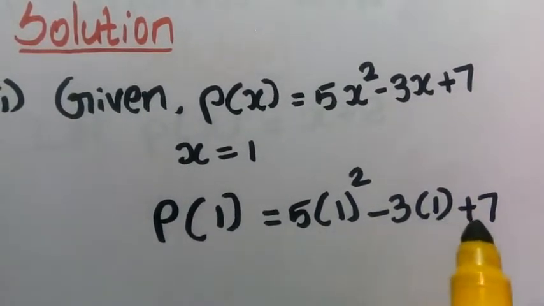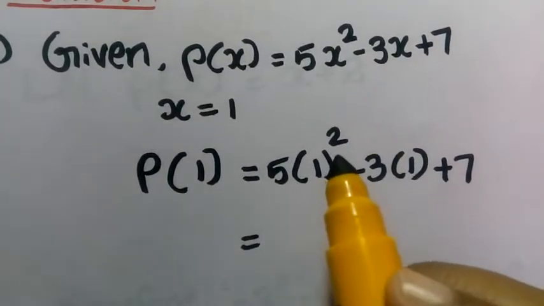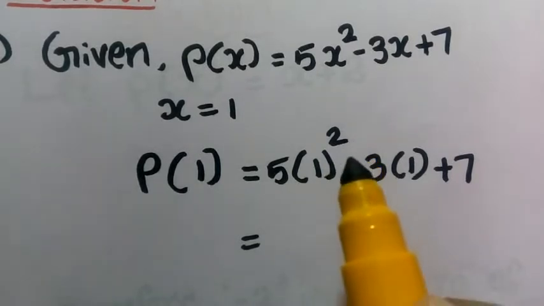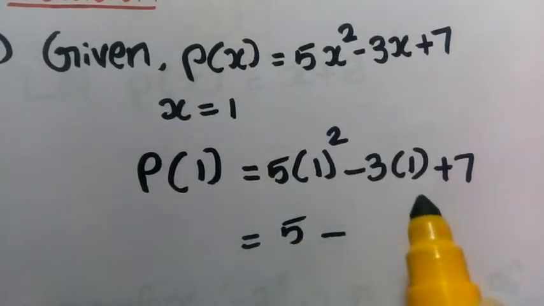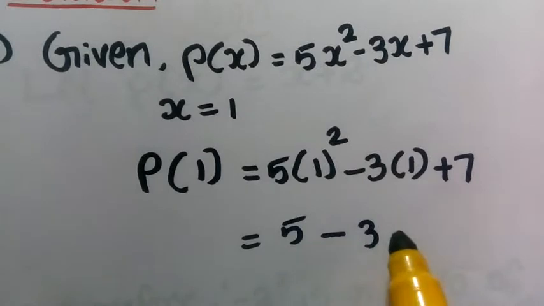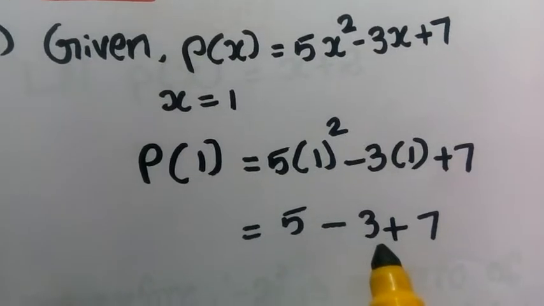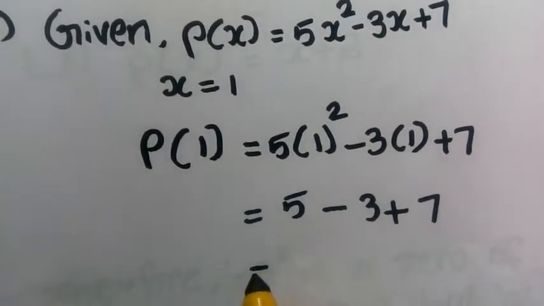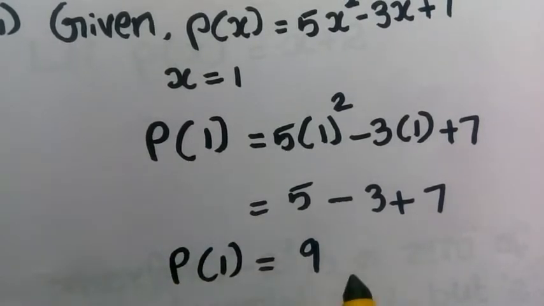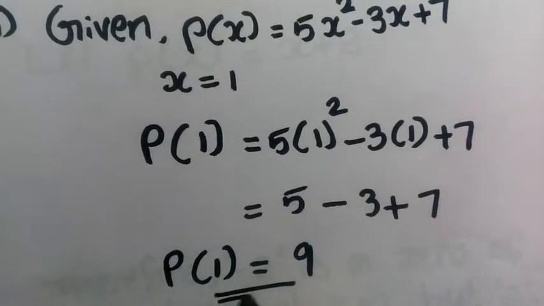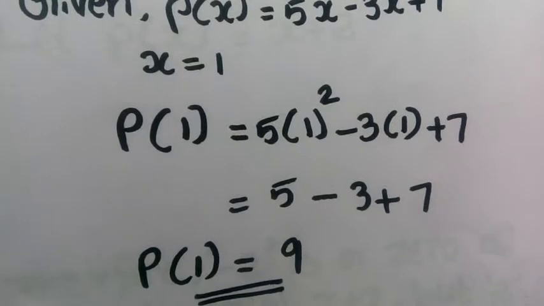Okay, now we need to solve this. Is equal to, what is 5 into 1 square? 1 square is 1. So, 5 into 1 square is 5. Minus 3 into 1 is 3 plus 7. 5 minus 3 is 2. 2 plus 7 is 9. So we got p of 1 is equal to 9. This is the value of the polynomial for the indicated value of the variable 1.